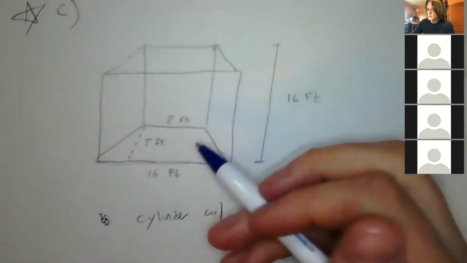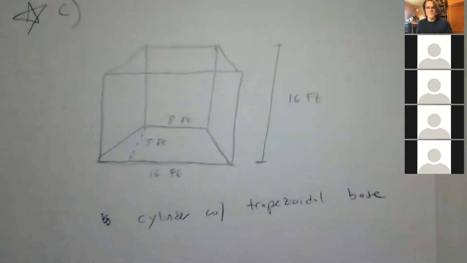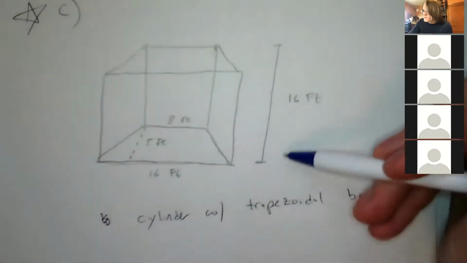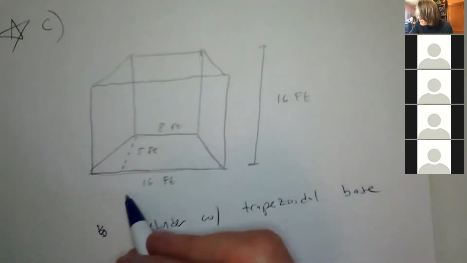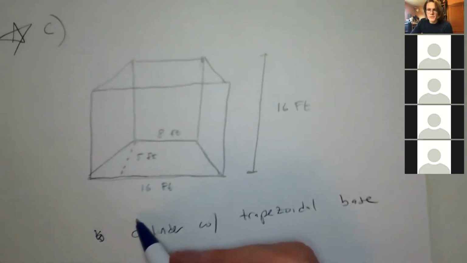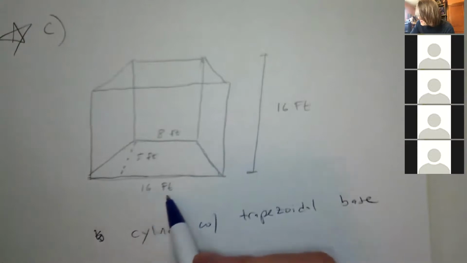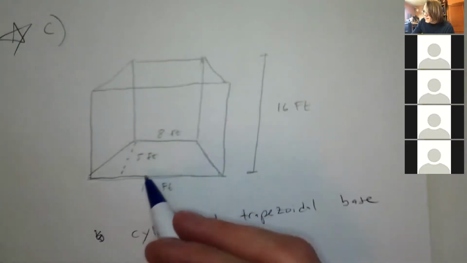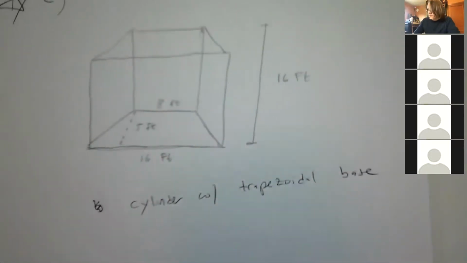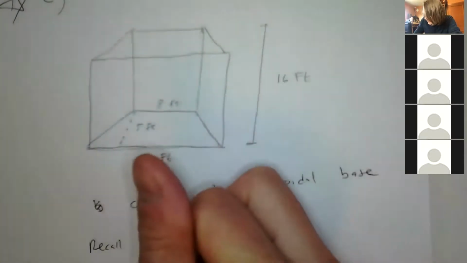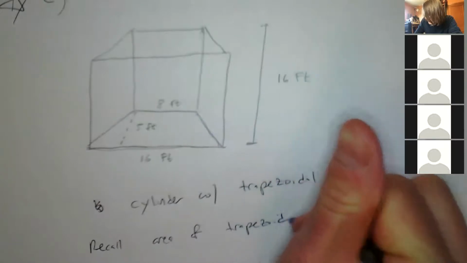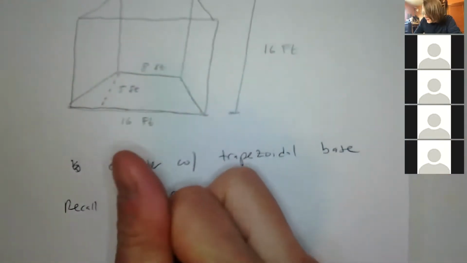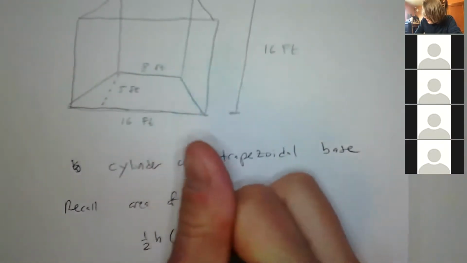So in this case, I used a trapezoid and just stretched it up. I stretched it up 16 feet. The trapezoid has sides we called B1 and B2 when we did trapezoids. So B2 is 16, B1 is 8, and the height is 5. So recall the area of a trapezoid. Remember that was 1/2 H times B1 plus B2.